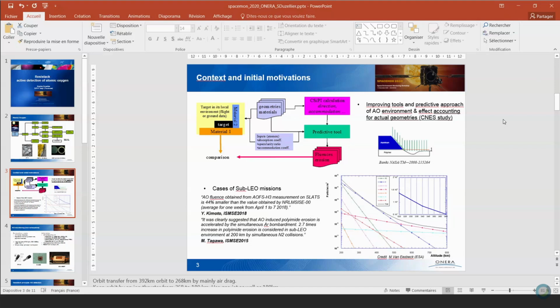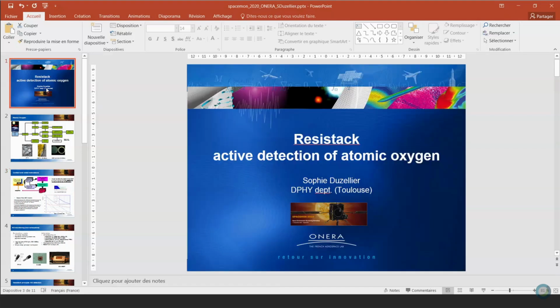We hear you. Great. I was wondering if impacts of small particles like debris also lead to a false signal, which is basically the sectioning, I think, of these Kapton layers. So first, is it a background? And second, can you distinguish atomic oxygen erosion from such impacts?